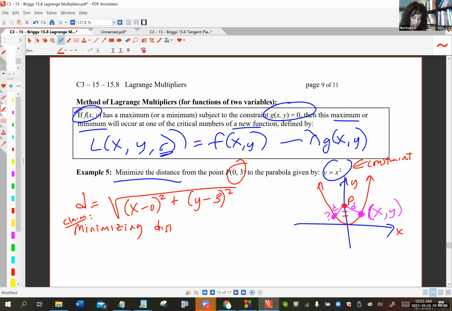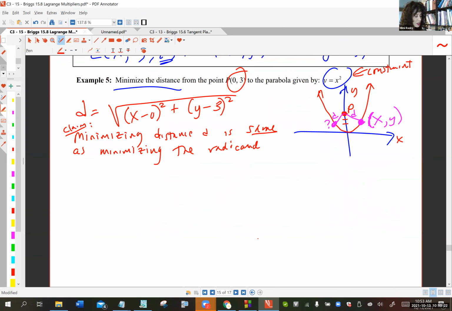Minimizing the distance D is the same as minimizing the radicand. In other words, if we minimize the radicand, the stuff that's underneath the radical, that will equivalently minimize the value of the distance. So what we're going to do is just look at what's under the radical and minimize that. So we'll call it f(x, y).